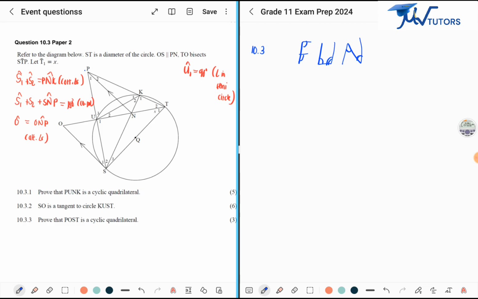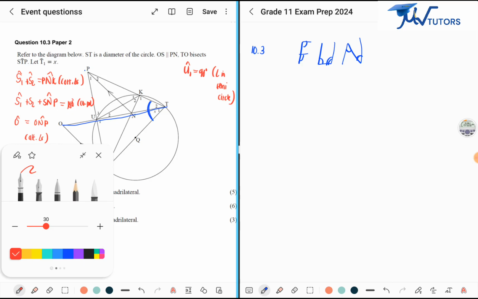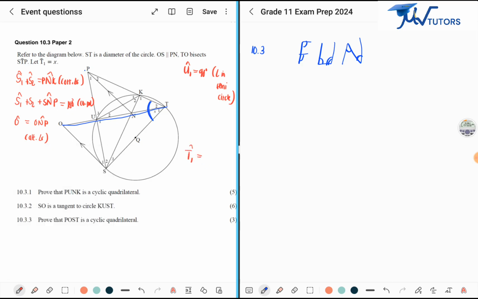And then it says TO bisects STP. So there's TO. It bisects the angle STP. So it bisects this angle over here. And they tell us that T1 is actually X. Okay, so if T1 is X and they tell us that TO bisects T, we know that T2 is also X. Okay, and that was given. All right, so everything that I've said, we've had a look at. Now let us answer the questions.